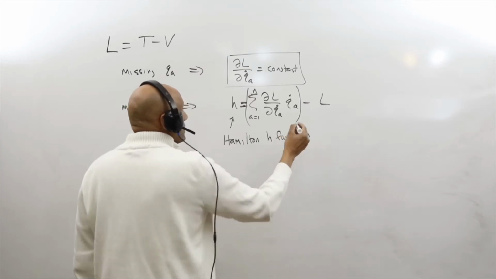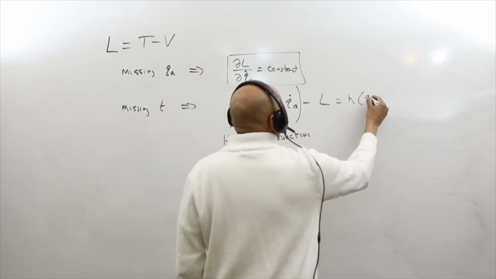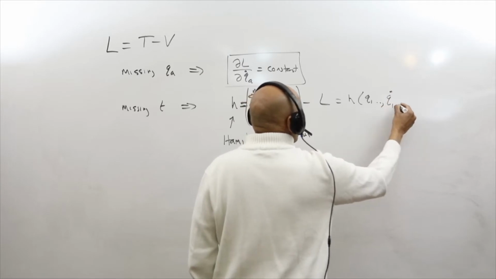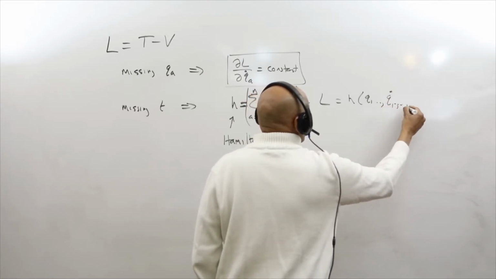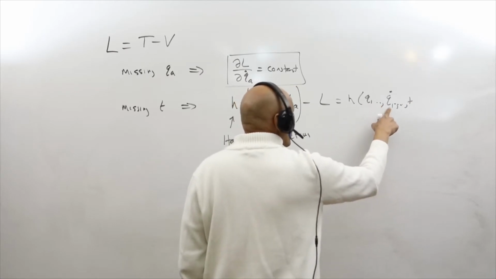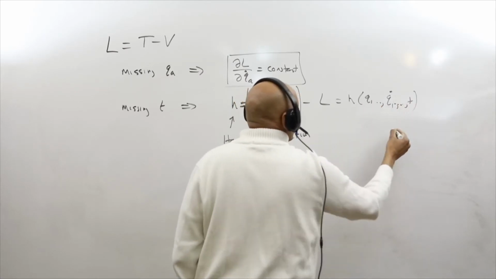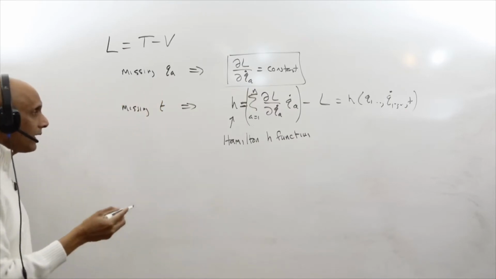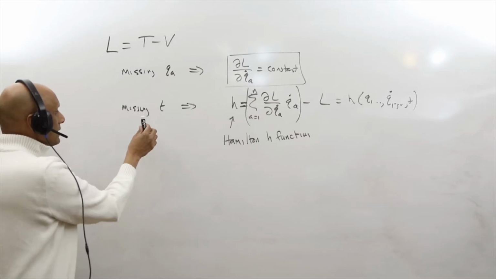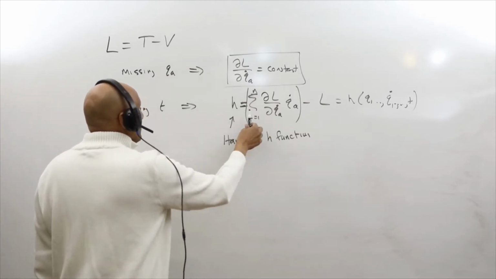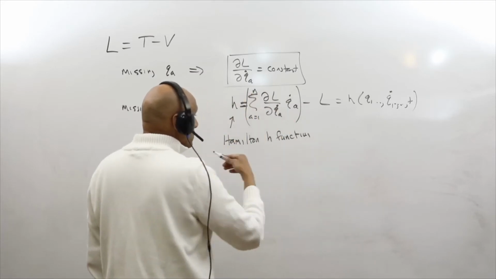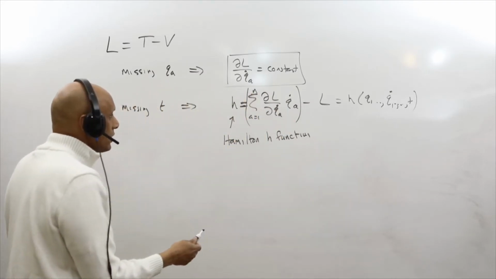Remember, this function is a function of Q1, Q1 dot, Q2, Q2 dot, and time. So it's got the generalized coordinates and the derivatives of generalized coordinates and time. This is not the Hamiltonian, which we're coming up to, but we know that if you're missing t, then this H function is conserved. It is a constant of the motion. It doesn't change.